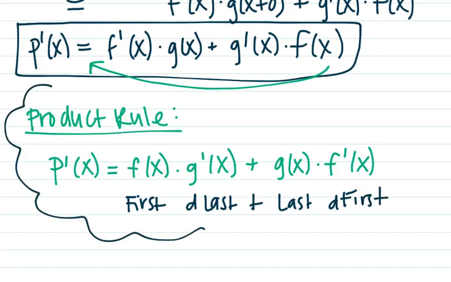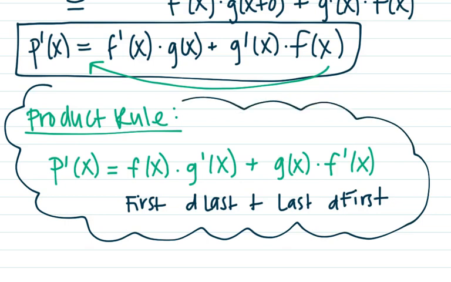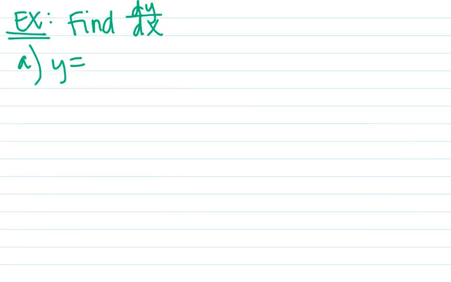Well, basically, if you think of having a first function and a last function, or function 1 and function 2, this is the little saying I'll say in my head each time: the first function times the derivative of the last function plus the last function times the derivative of the first. So, first d last plus last d first. So let's actually put this to use.